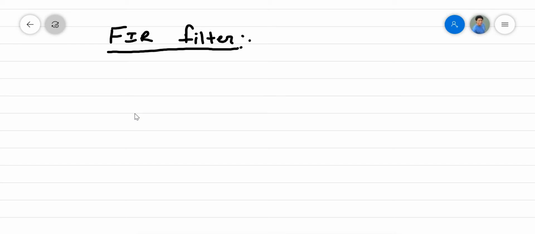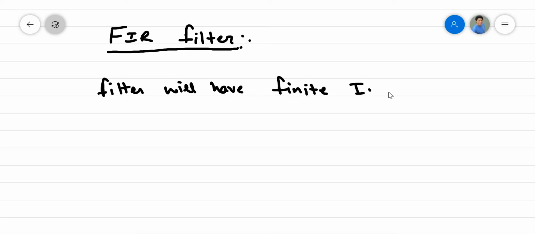As we already know, digital filters are characterized into two parts, FIR and IIR. First we will discuss FIR filters, then we will go towards the IIR filters, right? So these filters will have finite impulse response, as we have already discussed multiple times. So we can write it like this.